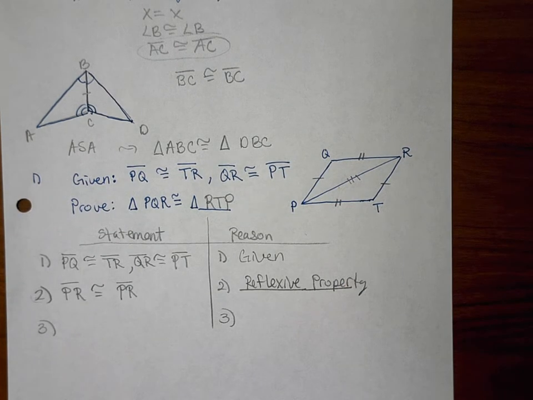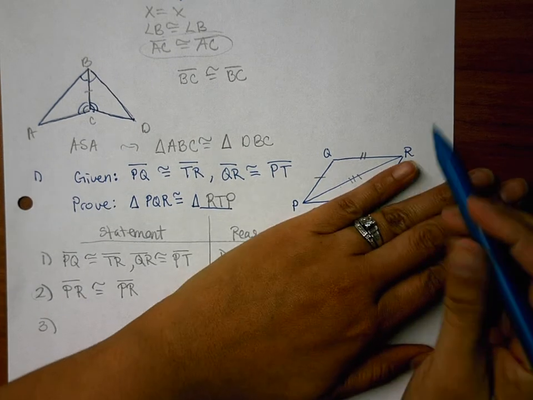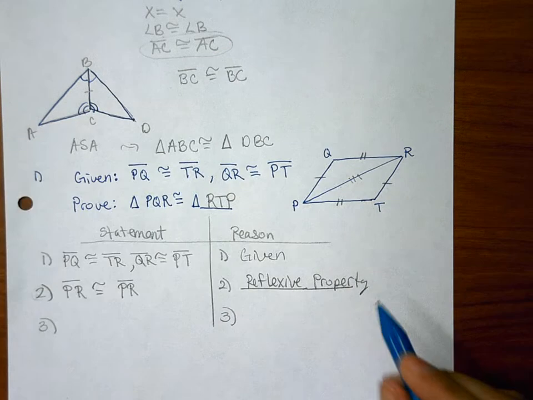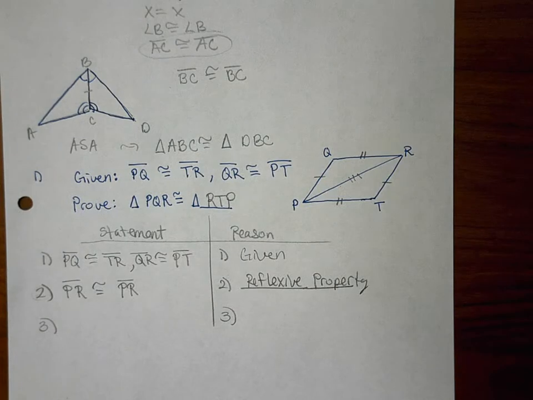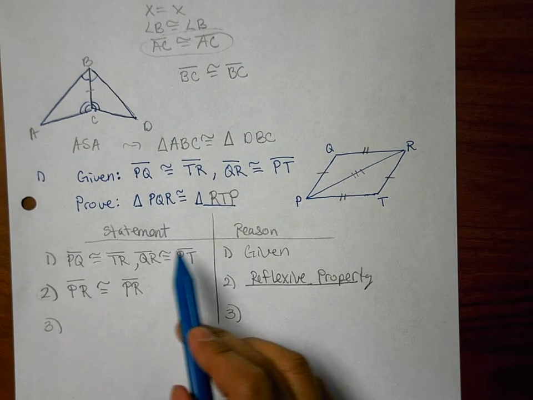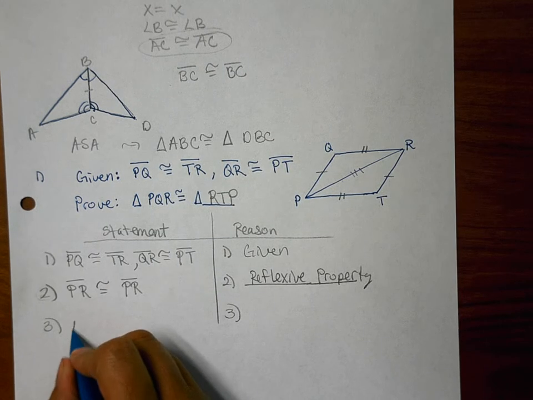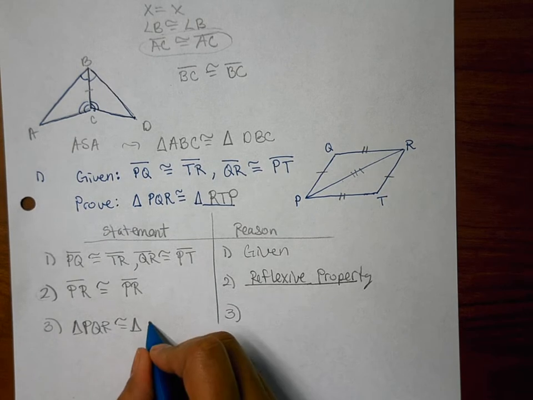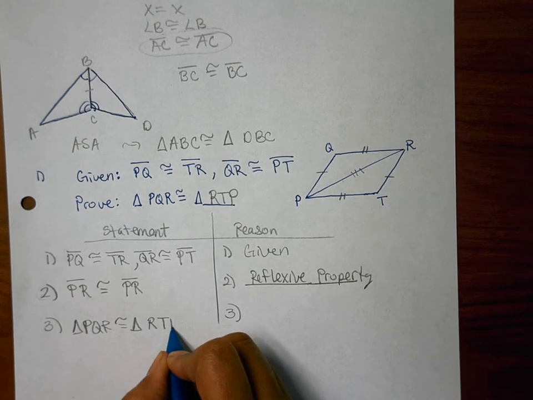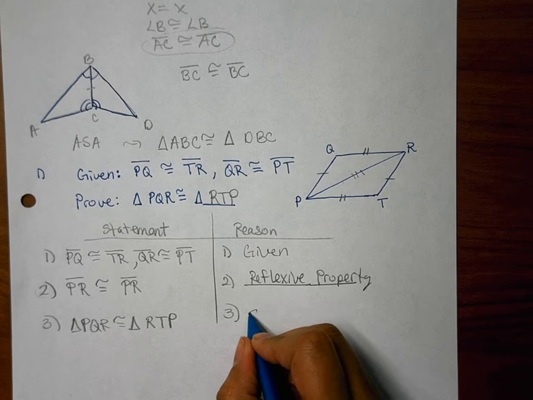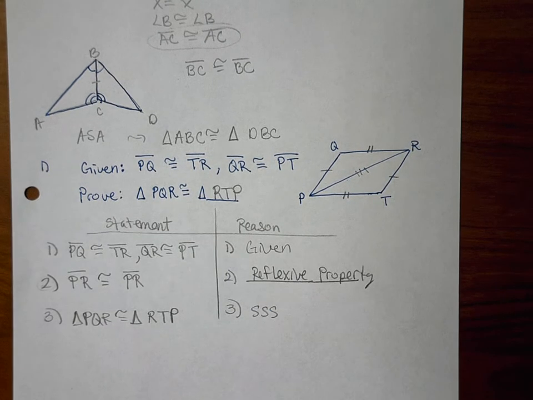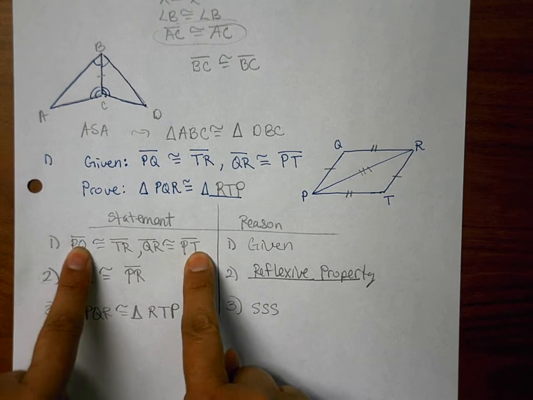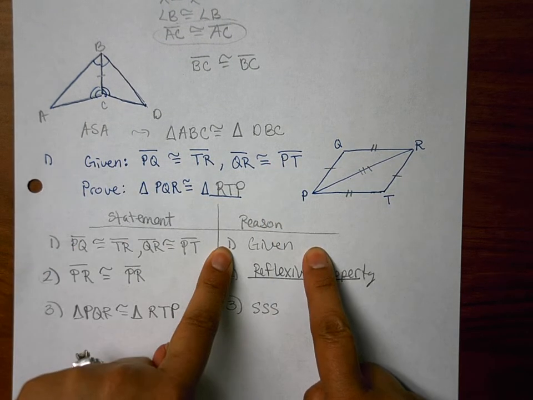All right, number 3. Now that I have all the markings down properly, can I say the 2 triangles are congruent? I sure can. What's the reason? There's 1, 2, 3 side markings. We'd say the 2 triangles are congruent because of side, side, side congruency. So we can now say triangle PQR is congruent to which triangle? RTP. And the reason is side, side, side.